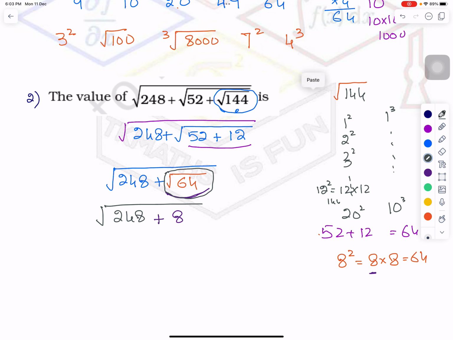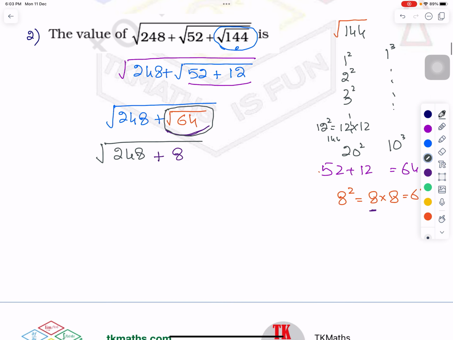Now you have to do what? 248 plus 8. Now again it is a square root of 256. Now do you know which number if you square gives you 256?